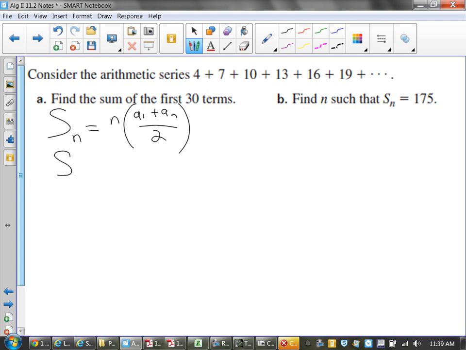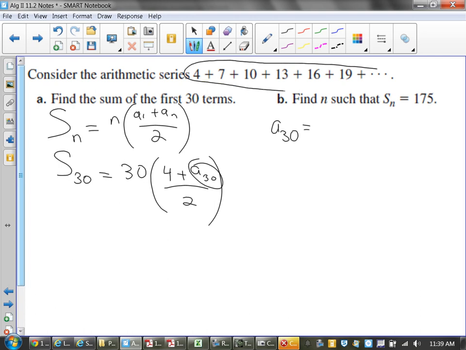S sub 30, good. 30 of them added up is going to be 30 times, well, what's the first term? 4. And then I have to figure out what a sub 30 is going to equal, over 2. Because I don't know what the 30th term is in this case. Which means I need to fall back on what the 30th term is going to be. And then you go back to the other equation. Correct. I go back to the first term plus n minus 1 times the difference.